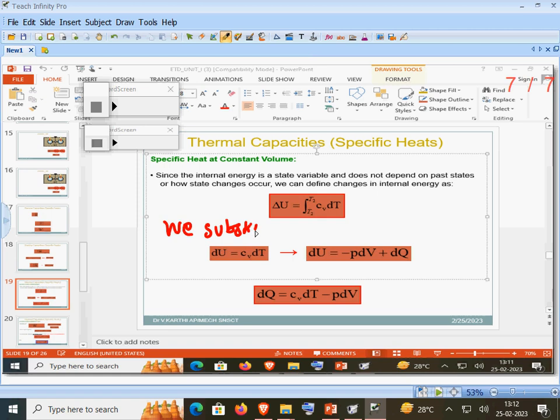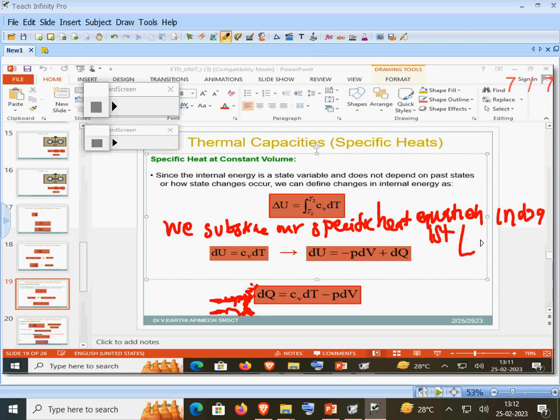Substitute our specific heat equation into the first law. dU equals Cv dT, then write dU equal to minus PdV plus dq. We can obtain an alternative form of the first law of thermodynamics: dq equals Cv dT plus PdV.